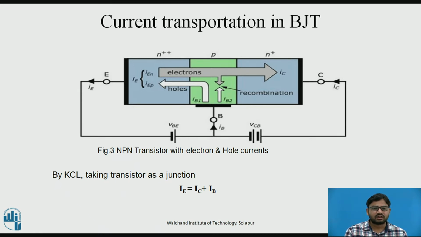You can see the base current is constituted of only two parts: one due to recombination, and some of the holes, as the base is very lightly doped, will manage to cross into the emitter region. So at large, you can conclude that the current in the NPN transistor is due to the electrons. If you apply KCL, considering the NPN transistor as a junction, the emitter current is equal to the collector current plus the base current.